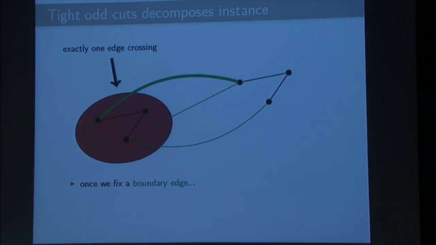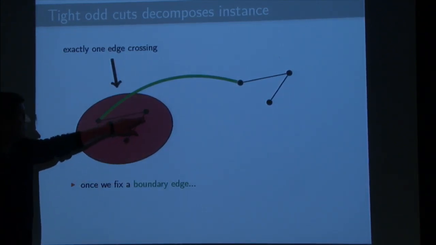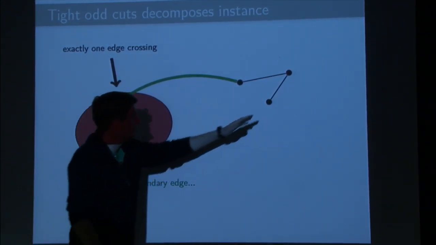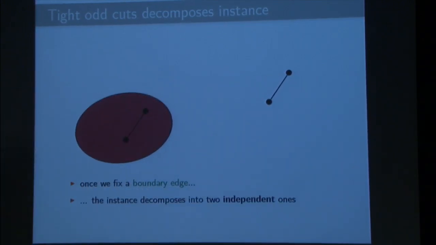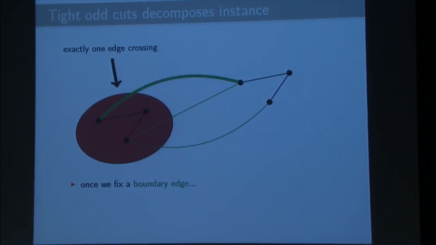So now, in the remaining instance, I have to find a perfect matching between these two vertices and these two vertices. And that holds no matter which one I select. So I have basically 3 different options to decompose my instance here. Okay, so now our approach will basically be the following.